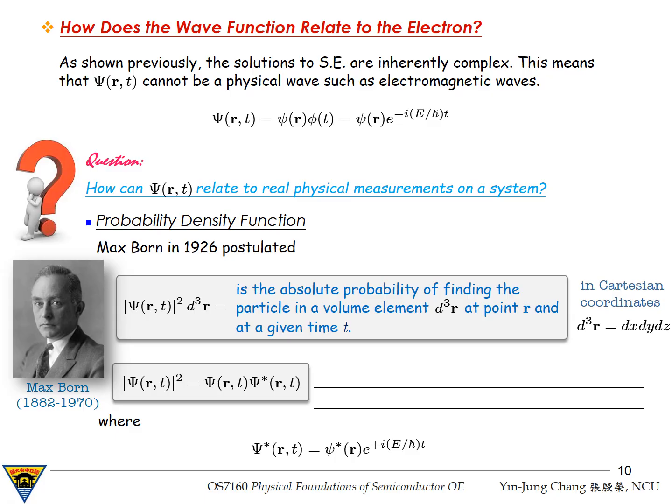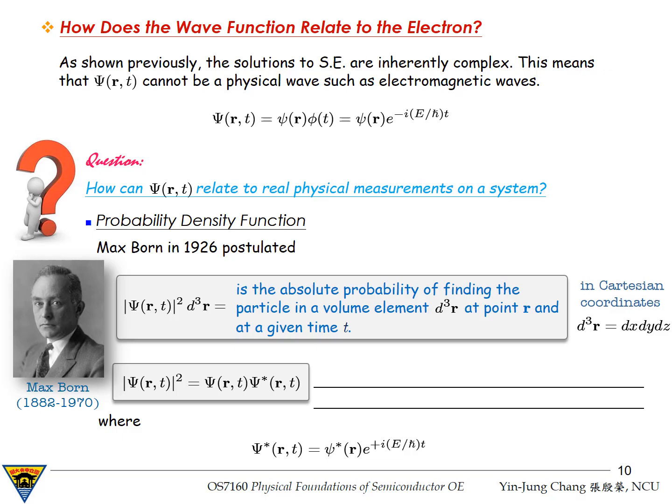This statement is crucially important. It tells us that quantum mechanics doesn't generally predict the exact position of a particle with certainty. Instead, it predicts the probability of finding the particle in different regions of space.